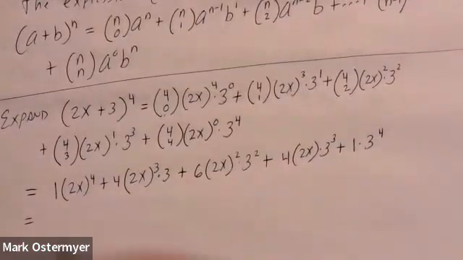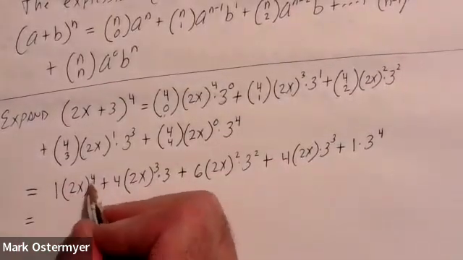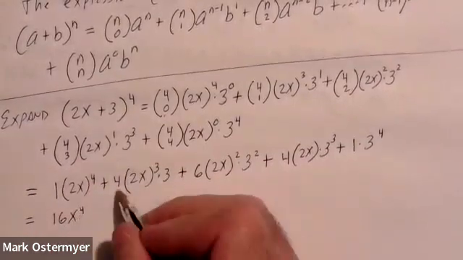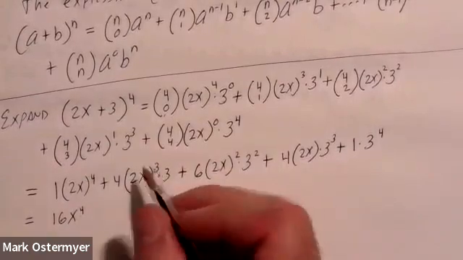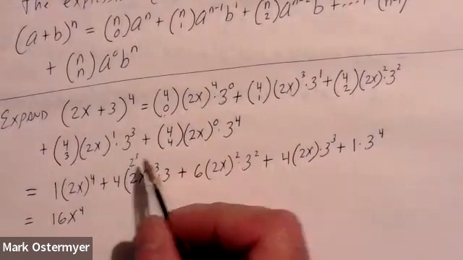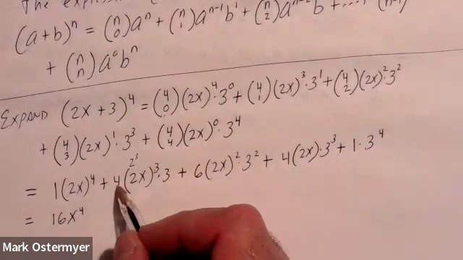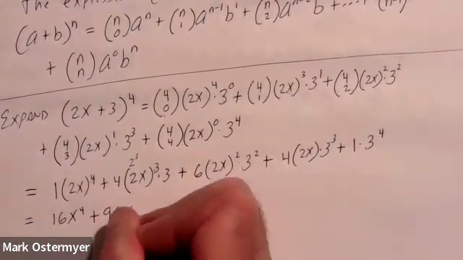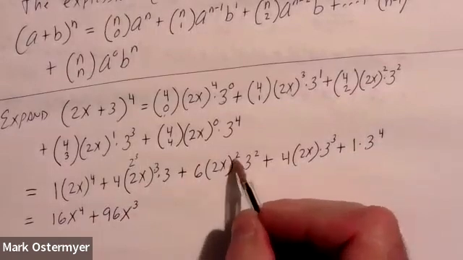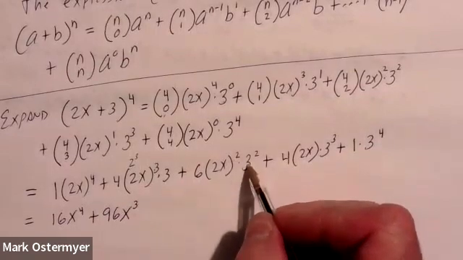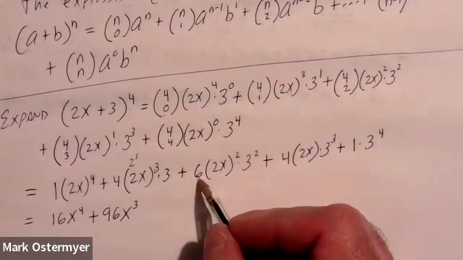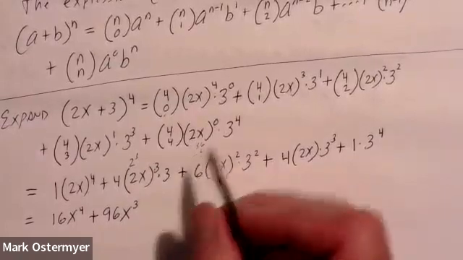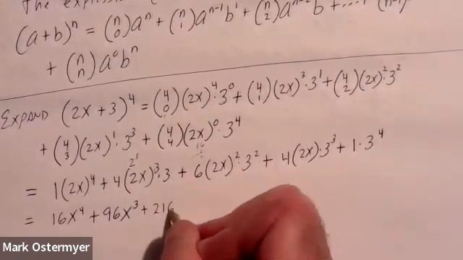Okay. Further expansion, here we go. What's 2x to the 4th power? 2 to the 4th power is 16. This is going to be 16x to the 4th. 2 cubed is 8. And 8 times 4 is 32. And 32 times 3 is 96. It's going to be 96x cubed. 2 squared is 4. 4 times 9 is 36. And 36 times 6 is going to be what? 216. 216x squared.